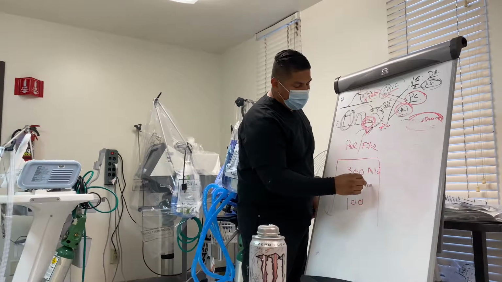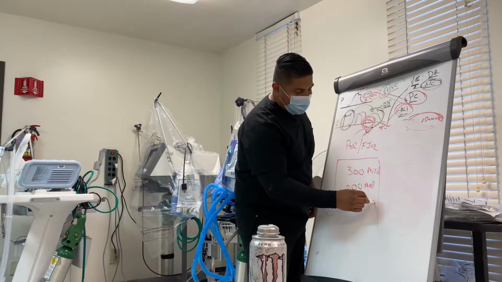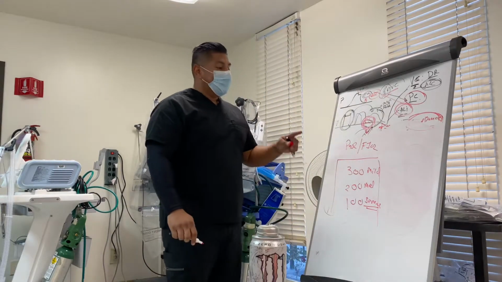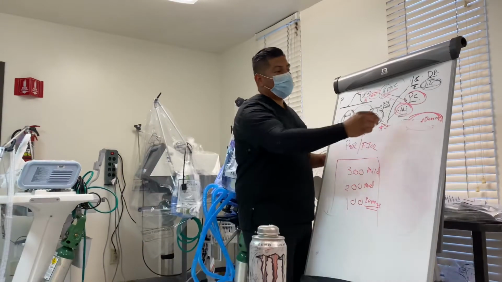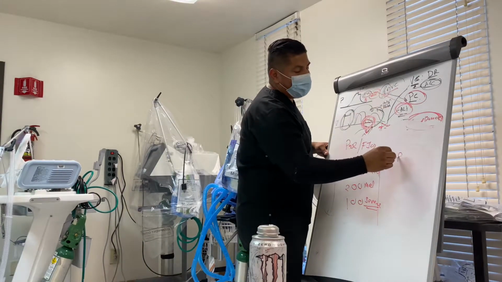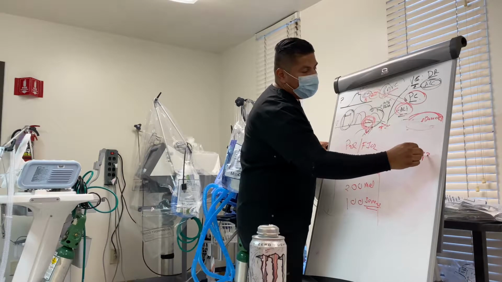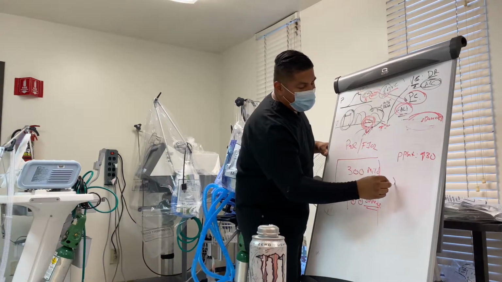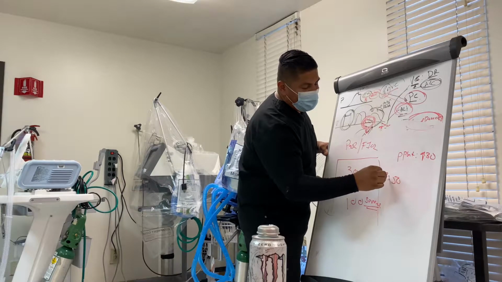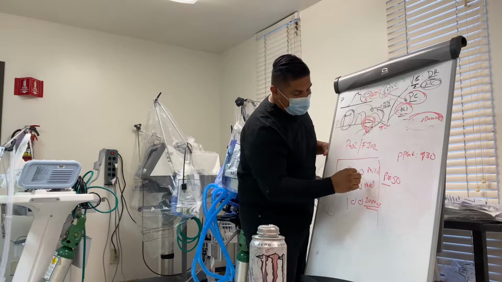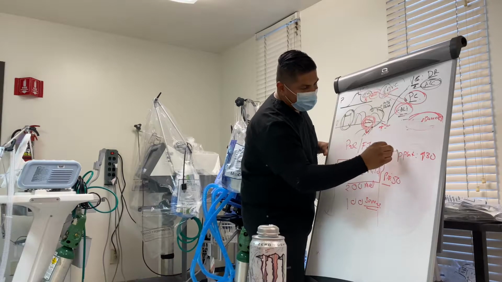Mild, moderate, severe. For pressure control, we're going to look at plateau pressures that are greater than 30, peak pressures that are in the 50s, and PF ratios that are 200 or less.